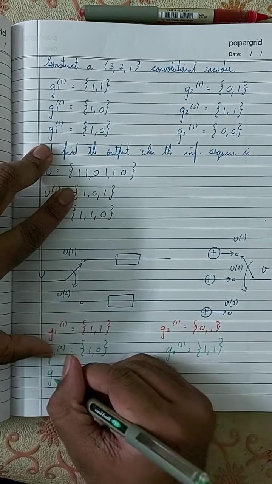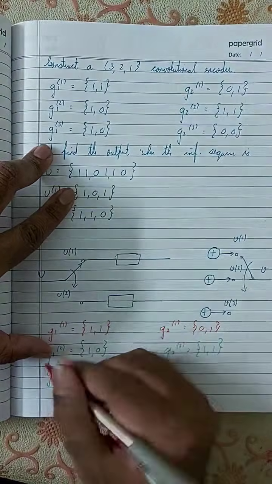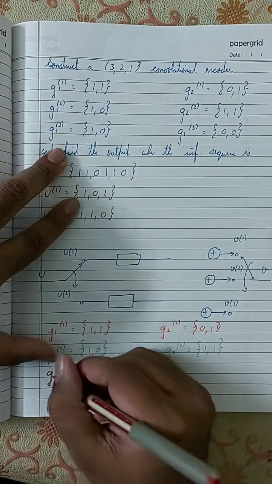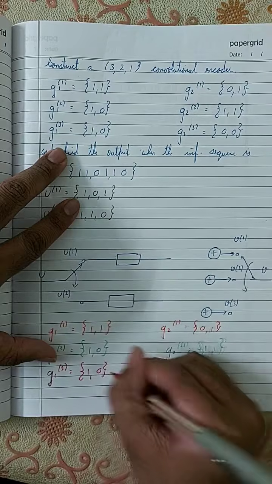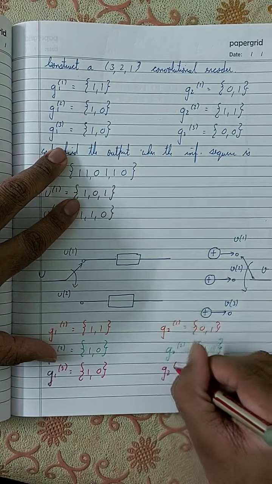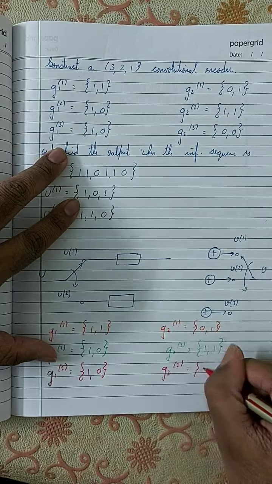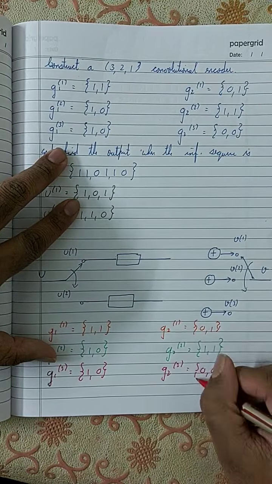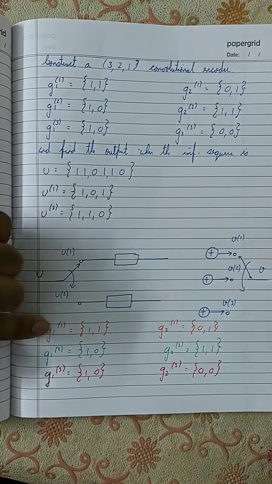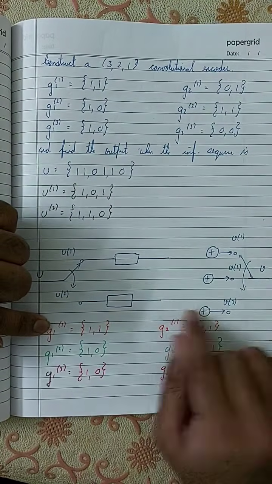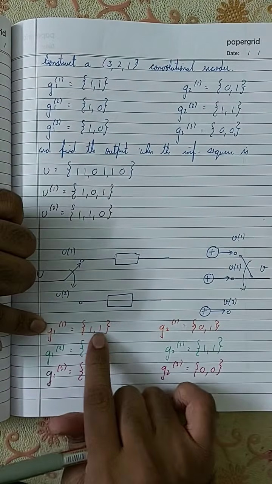I use red pen. G1 of 3 is equal to 1 comma 0, and G2 of 3 is equal to 0 comma 0. 0 comma 0 means no connection at all. Alright, so now let's draw first, I will draw the value of the first output. So what is the value of the first output?